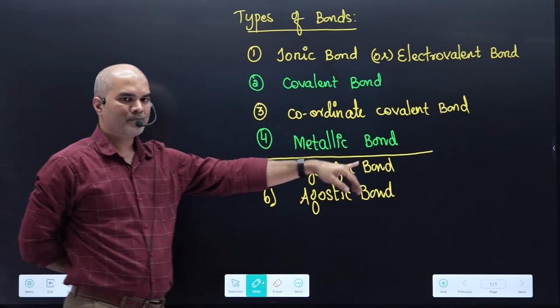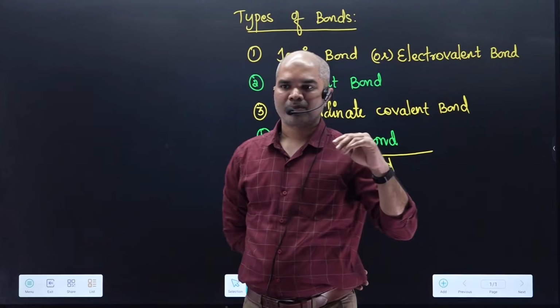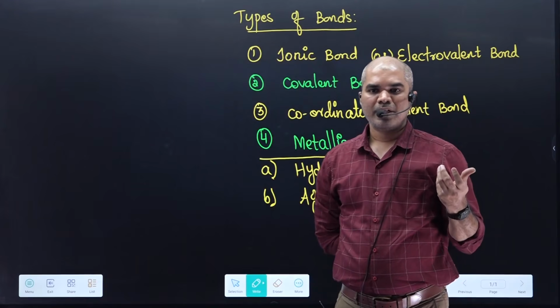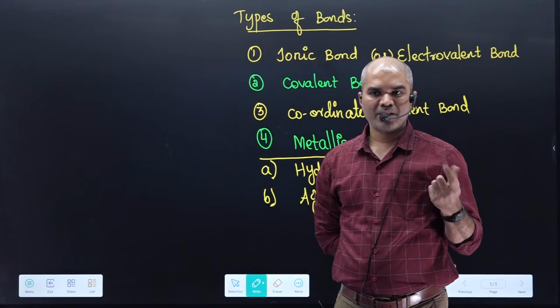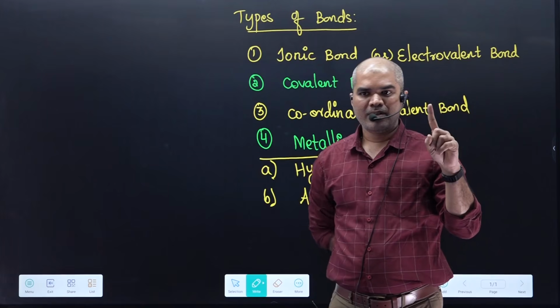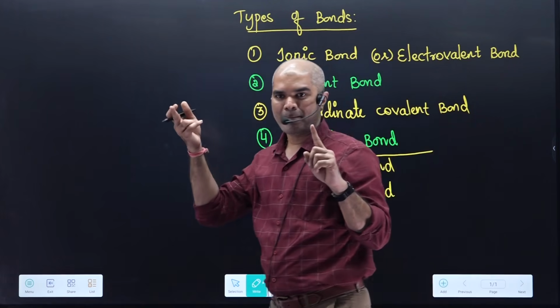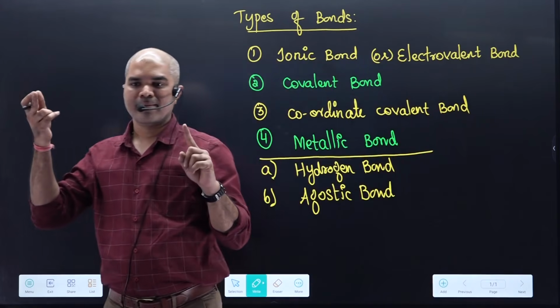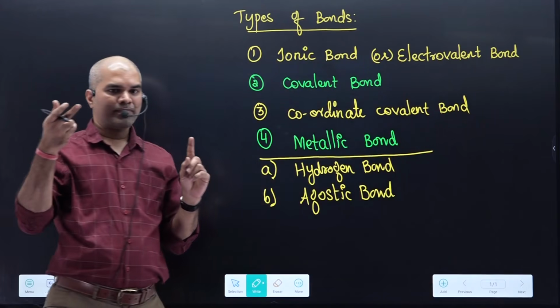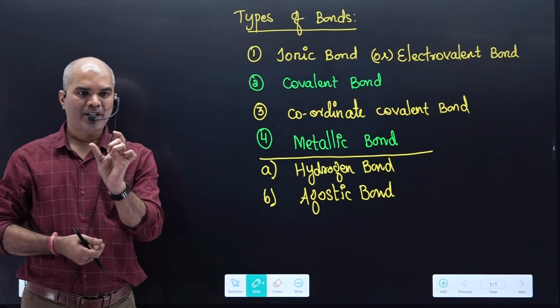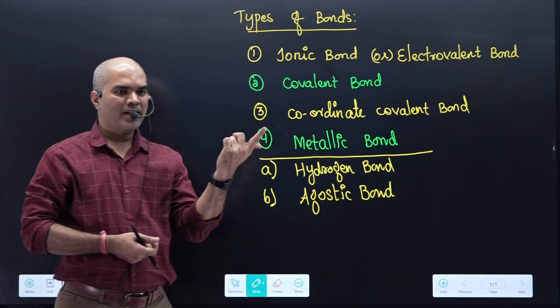Hydrogen bond. How do you define a hydrogen bond? It is a weak electrostatic force of attraction between hydrogen and an electronegative atom. Can I say that? What is a hydrogen bond? A bond existing, a weak electrostatic force of attraction between hydrogen and an electronegative atom.